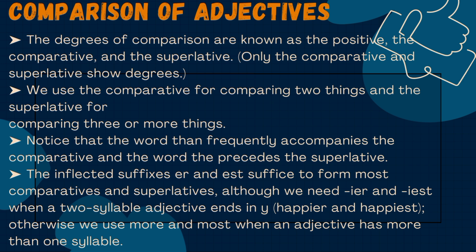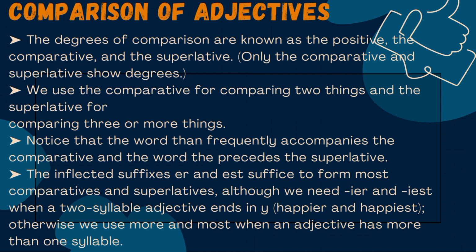Pangatlong antas nito ay superlative. Ginagamit ito upang ihambing ang tatlo o higit pang mga bagay. Ginagamit ang pinaka o est para sa superlative. Halimbawa nito, ang rosas ang pinakamaganda sa lahat ng bulaklak. Okay, so tandaan, ang positive ay walang ginagamit na er o est. Ang comparative naman ay gumagamit ng mas o er. And the superlative naman ay gumagamit ng pinaka o est.